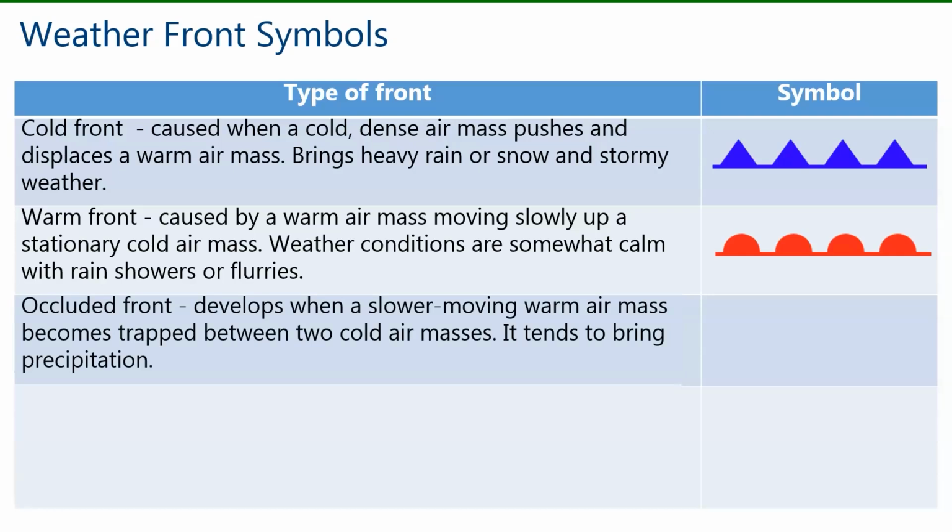An occluded front develops when a slower moving warm air mass becomes trapped between two cold air masses. It tends to bring precipitation, and the symbol looks like this.